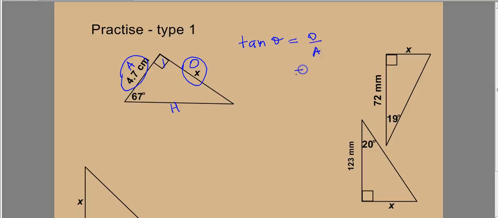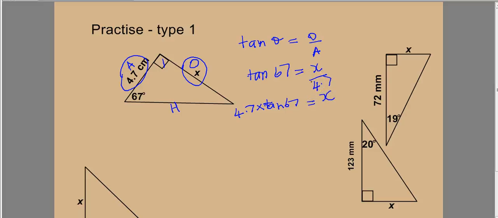Oops. Tan, oh dear, tan, now what's the angle? It's this one over here, 67 degrees, is equal to the opposite side, which has x, and the adjacent side, which is 4.7. And I'm going to get rid of that divide by 4.7 by multiplying it on the front of the other side. So 4.7 times tan 67. Gosh. And that's going to be equal to x because I've gotten rid of the divide by 4.7.